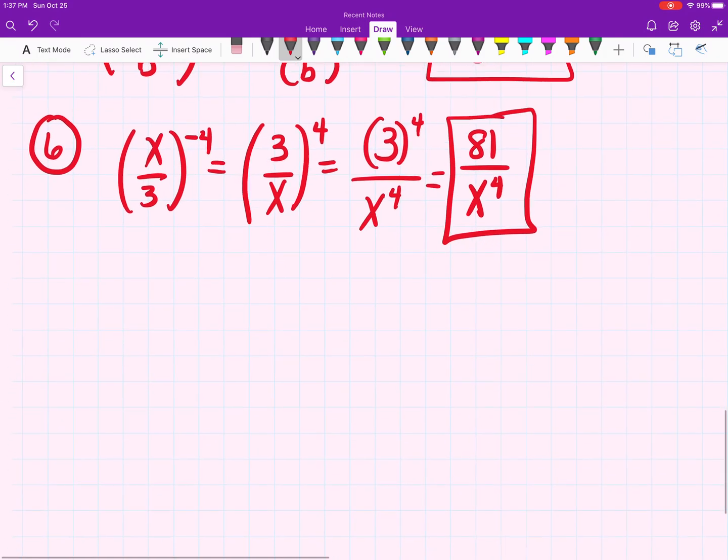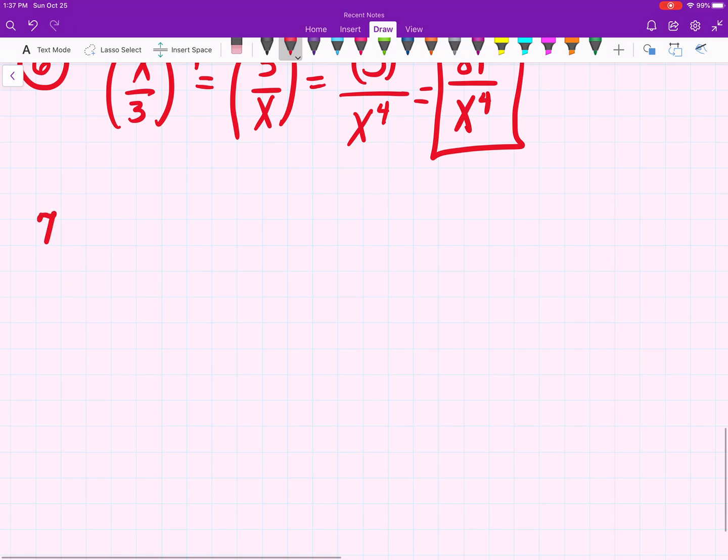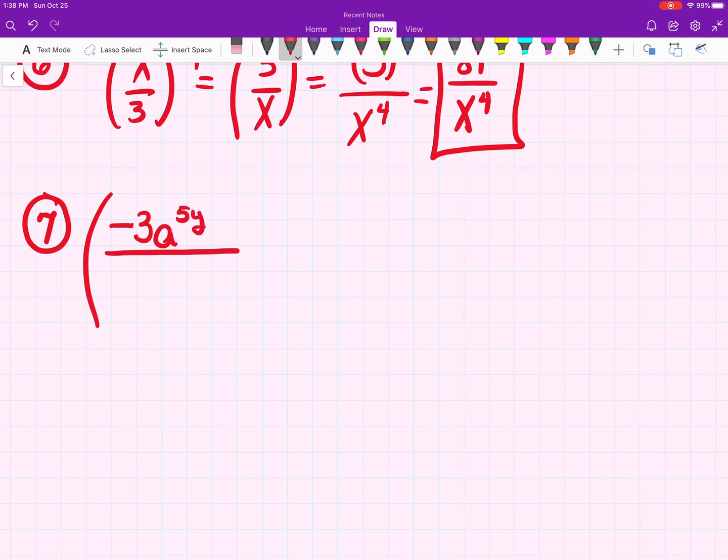Okay? Next one gets a little more complicated, number 7, and then we'll do a really complicated one. We have negative 3a to the 5th, 5y over a to the 6y, b to the 4th. Now this looks confusing, but you'll see those y's and the exponents don't really make any difference here. Okay, so everything's getting raised to the 5th power.